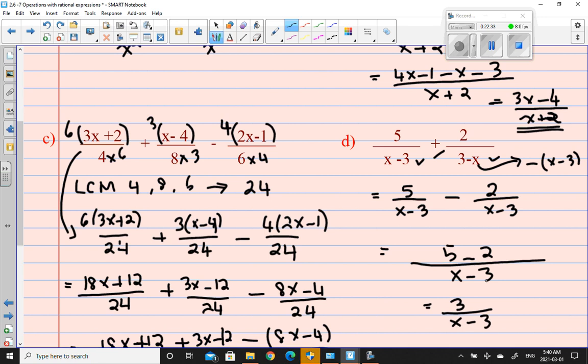Okay, so those are some examples that we have practiced in this lesson. Now you can try the homework questions for this section.